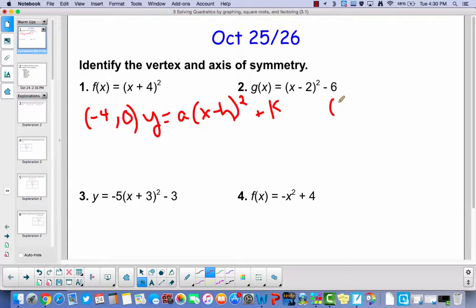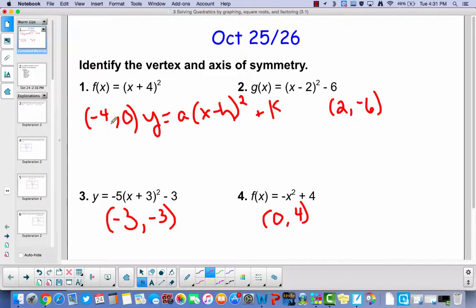Vertex here, 2, -6. Vertex here, -3, because remember it's the opposite of what's inside the parentheses, and then -3. Here, this one has nothing being added or subtracted inside the parentheses, so that's 0. Outside the parentheses is a 4, so it's 0, 4.